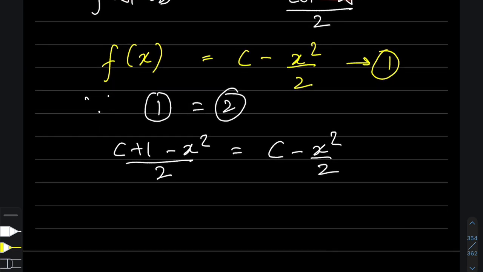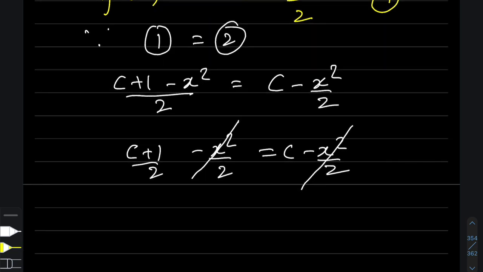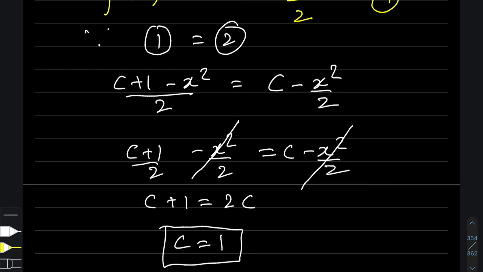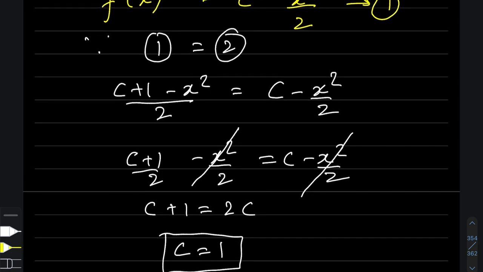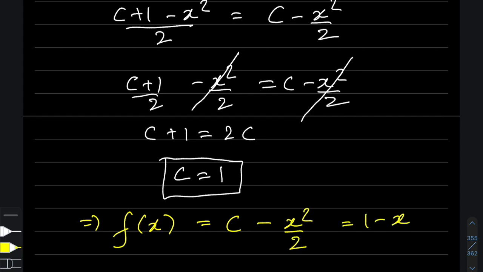So let's now figure out the value of c. Here I can see that c plus 1 by 2 minus x squared by 2 is c minus x squared by 2. Let's happily cancel out x squared by 2 from both sides. So that clearly means c plus 1 is 2c, which means c value is 1. Right? Now this is very happy news for us, because once we get the c value, we know the function completely. So what is the function? That implies my function, which was earlier c minus x squared by 2, now becomes 1 minus x squared by 2. Right? Great news.